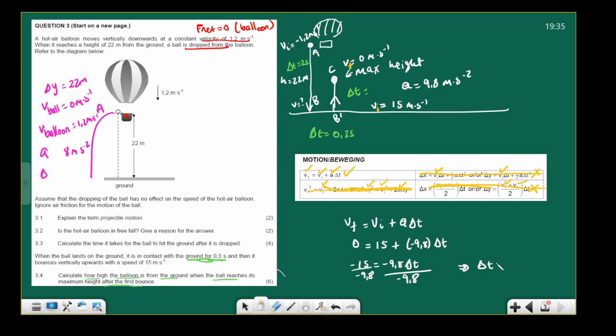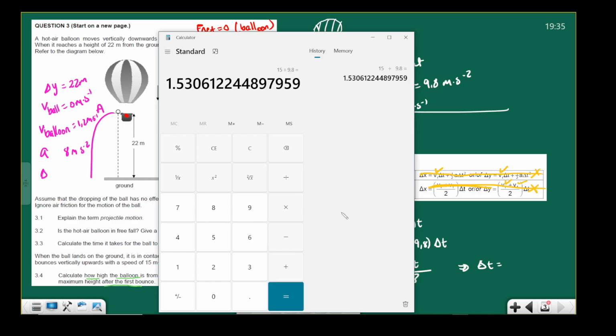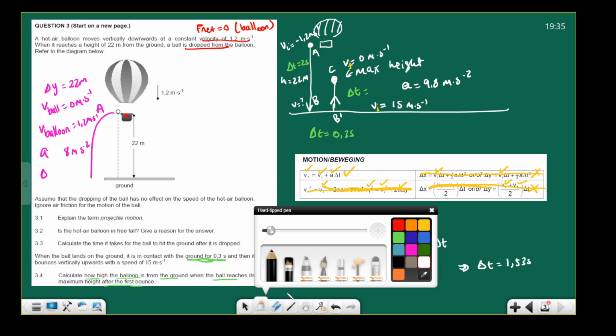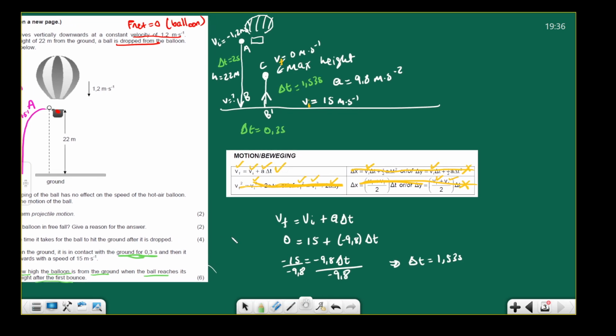So your change in time would be equal to 15 divided by 9.8, which gives us 1.53 seconds. So that is 1.53 seconds, which means the time there, guys, is 1.53 seconds. So now we have the total time. Since we have the total time, now we can use it to answer the question. So how are we going to do that? I'm just going to move this side a bit.